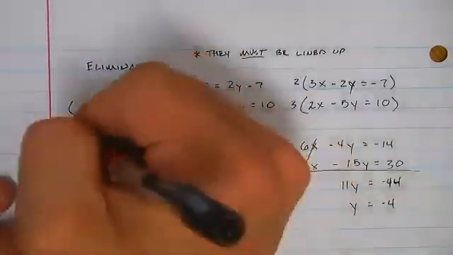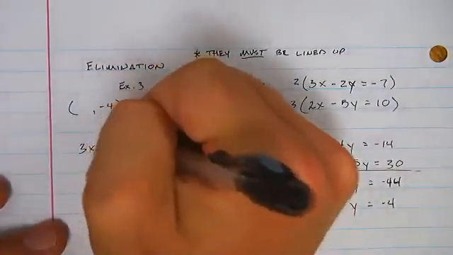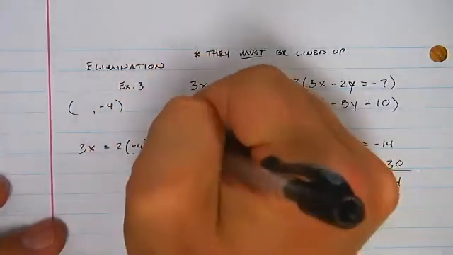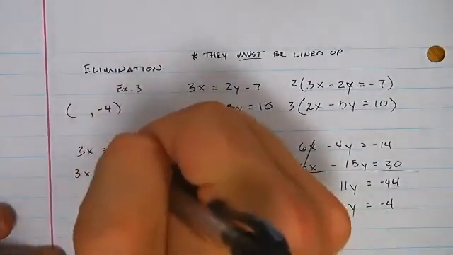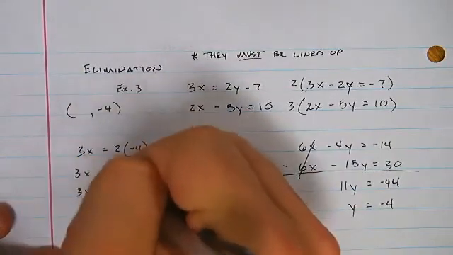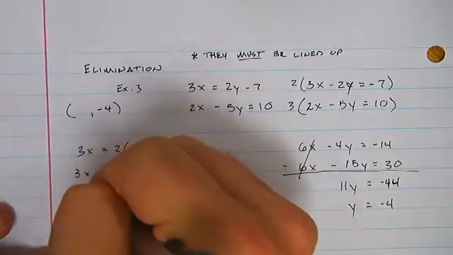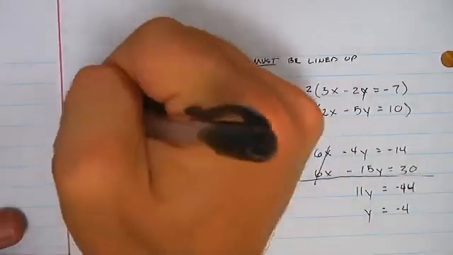And so I'm going to go ahead and use that top one. So 3x equals 2 times negative 4 minus 7. So that is 3x equals negative 8 minus 7. So 3x equals negative 15, which means x equals negative 5. And I'm done. Okay, there's my solution.